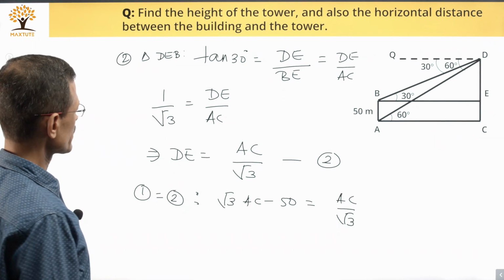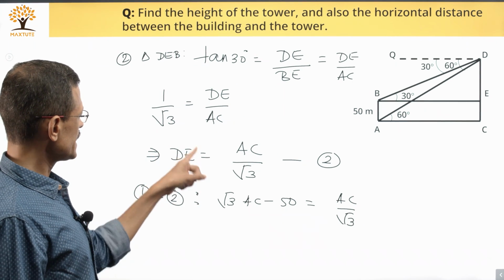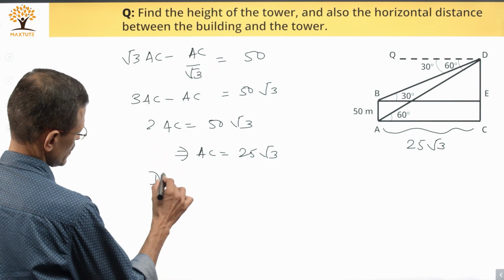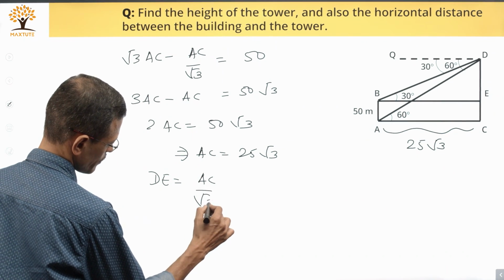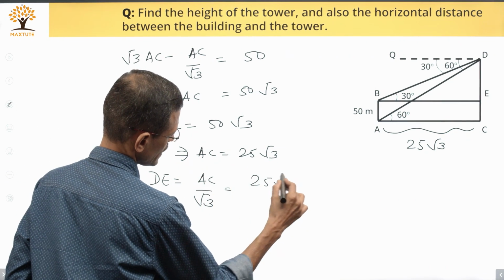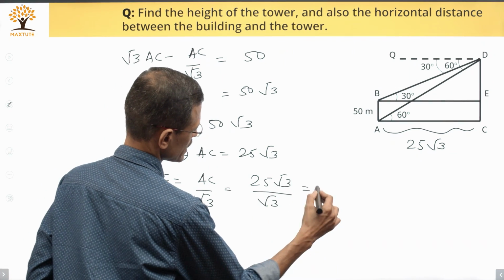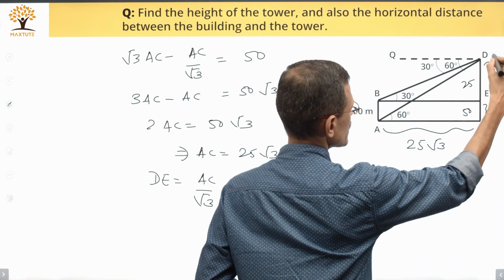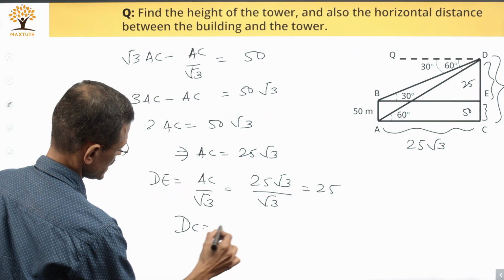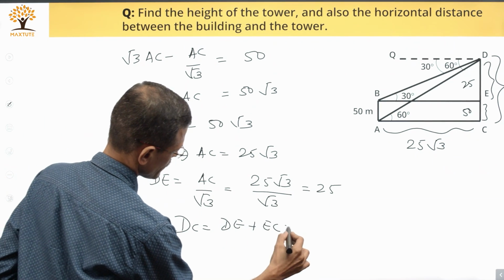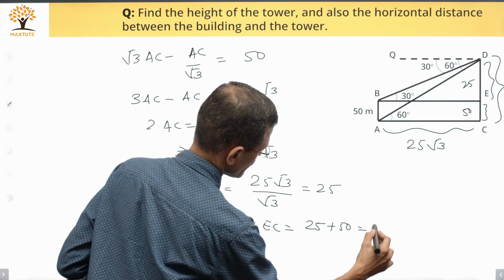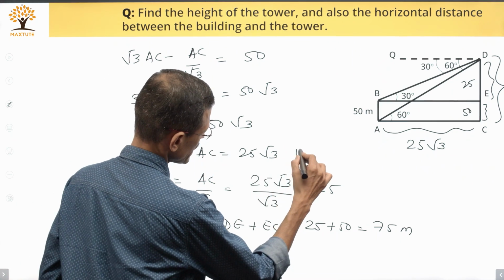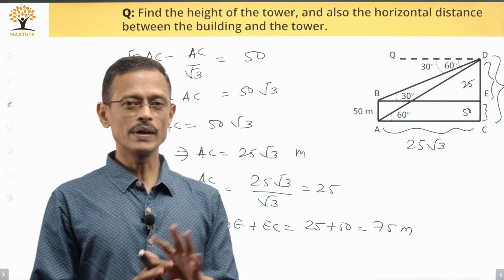Go back to equation 2. What does equation 2 tell us? Equation 2 tells us D is equal to AC by root 3. So which is equal to 25 root 3 divided by root 3, which makes it 25. D is equal to 25, EC is equal to 50. The height of the tower DC therefore is equal to D plus EC, which is 25 plus 50, which is equal to 75 meters. So height of the tower is equal to 75 meters. The distance between the building and the tower is equal to 25 root 3 meters.